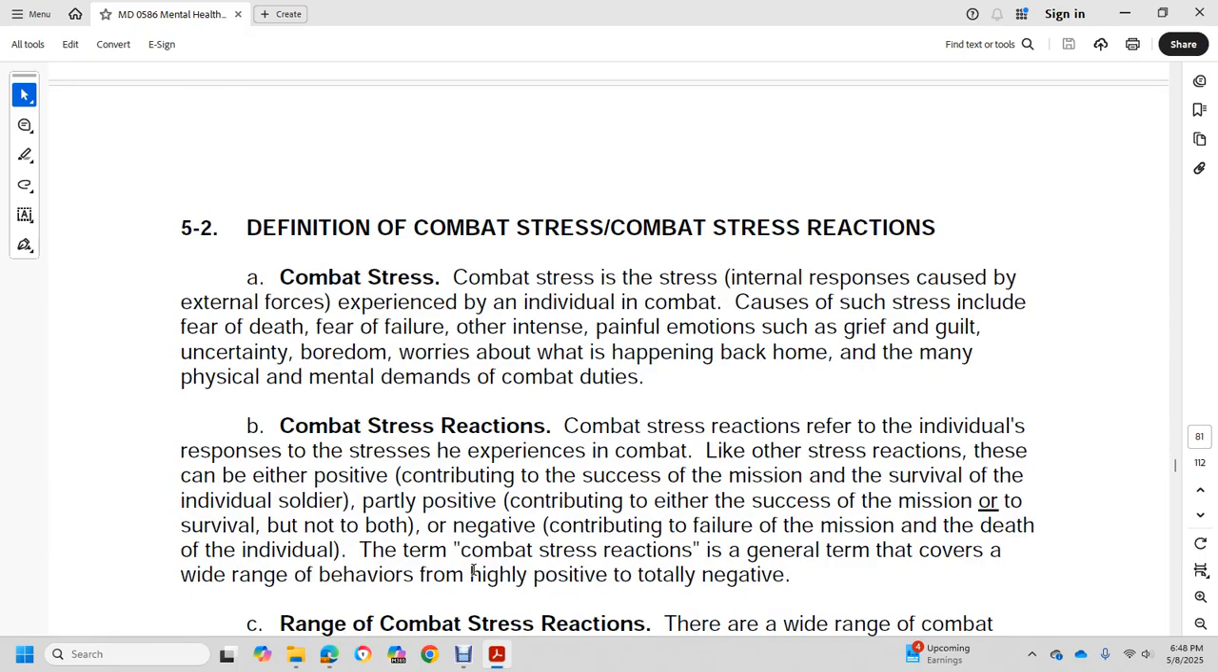Combat stress reaction refers to an individual's response to stress experienced in combat. Stress reactions can be positive, contributing to the success of the mission and the survival of the individual, or negative, contributing to failure of the mission and the death of the individual. Combat stress reactions in general cover a wide range of behaviors, from highly positive to totally negative.